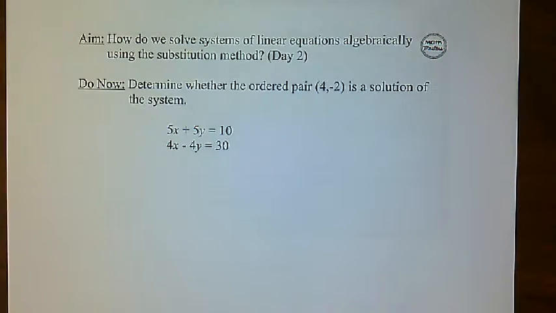Today is day 2 of solving systems of linear equations algebraically using the substitution method. So again, this is the second method of solving systems of linear equations. First 2 days we were graphing. Today is the second day of using substitution. So for our do now, determine whether the ordered pair (4, -2) is a solution to the system.